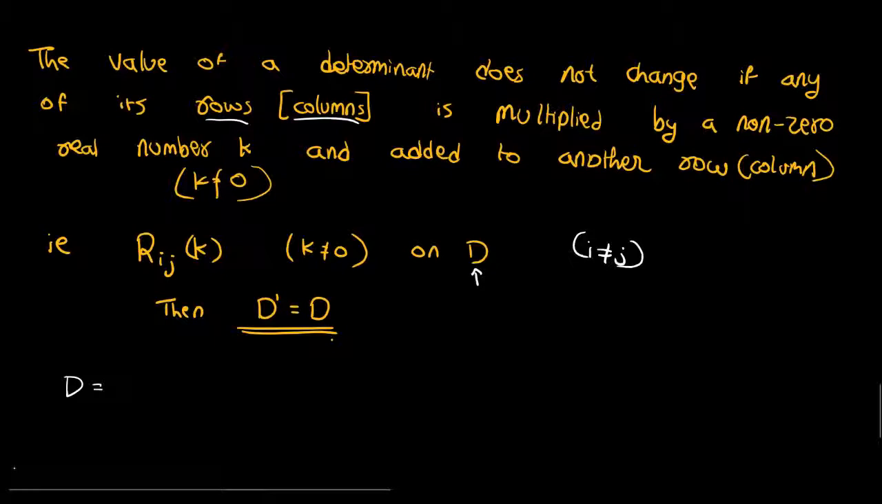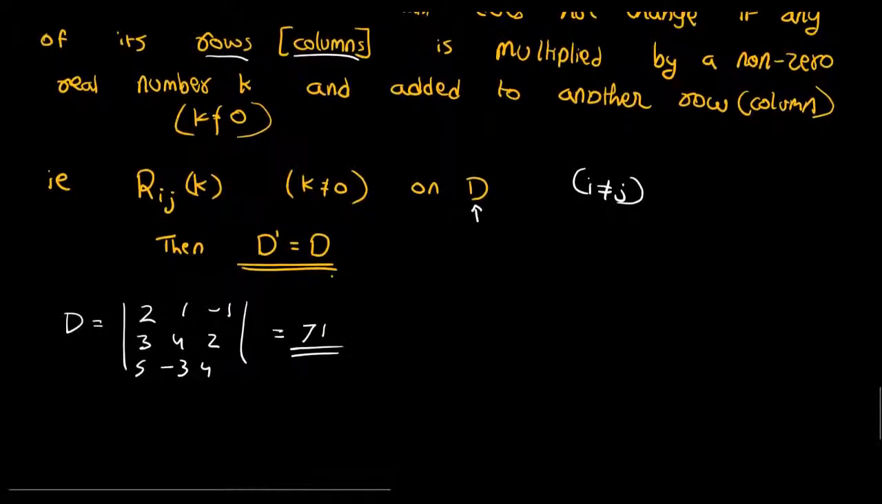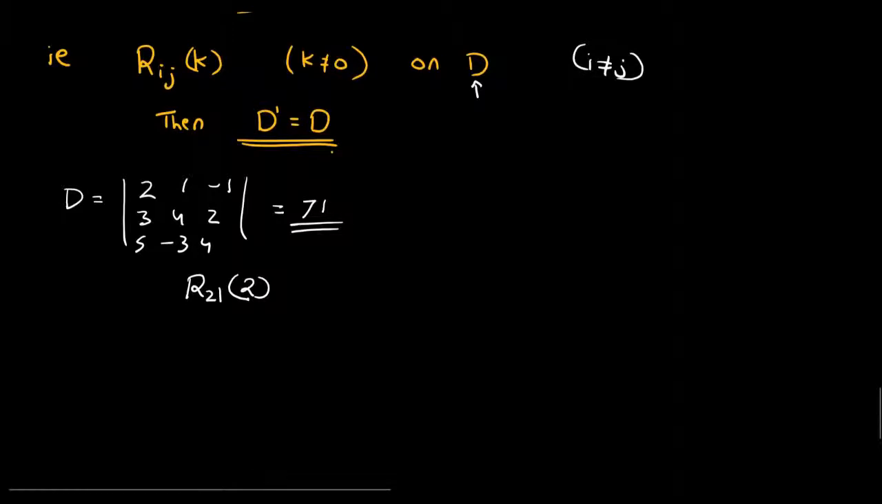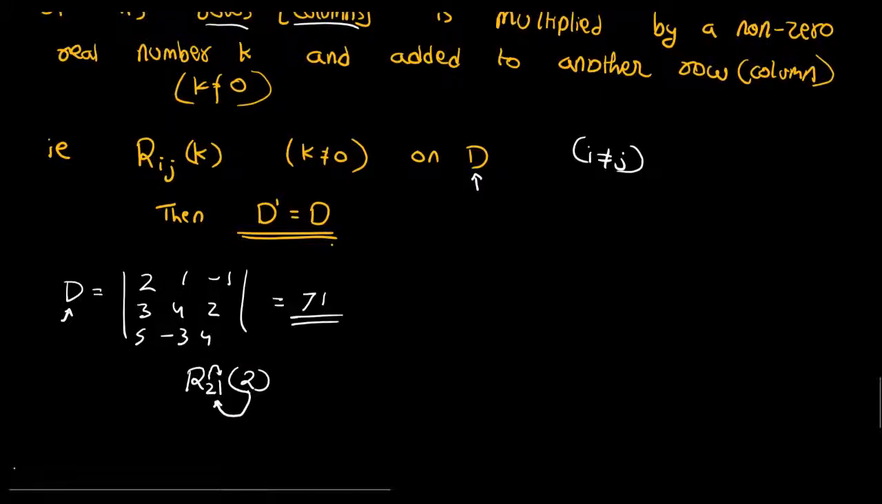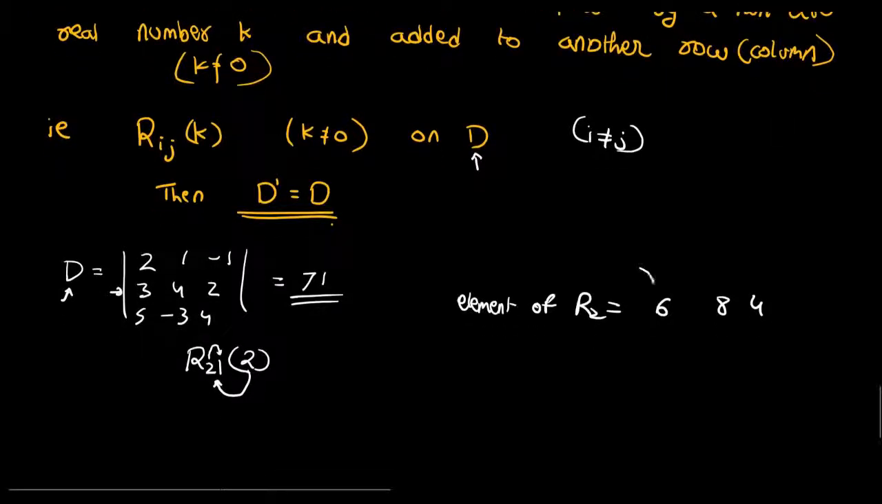Let us take the original determinant that we took earlier, which was 2 1 minus 1, 3 4 2, 5 minus 3 4. The value for this determinant that we got earlier was 71. Now let us perform an operation. Let us take R_21(2), which means that we are going to multiply 2 with the second row of the given determinant, and then add that second row to the first row. When we multiply 2 with the elements of the second row, it becomes 6, 8 and 4. And then we are going to add all of these elements to the elements of R1. So let us do that.